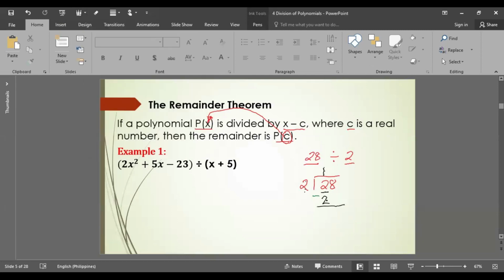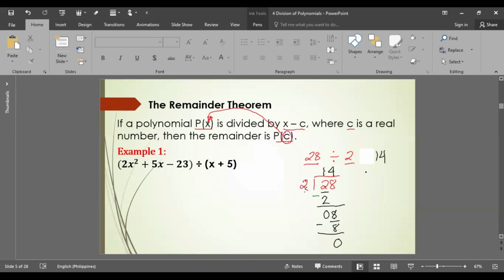Then the operation here is subtraction. So we have to subtract these two values. 2 minus 2, we get 0, right? And if that is the case, we bring down the next digit, which is 8. So we put here 8. Then what's next? We divide this value by the divisor, which is 2. So 8 divided by 2 is 4. So we write 4 here. Then we multiply this value by the divisor, which is 2. We get 8. Then perform subtraction again. We get 0. Therefore, 28 divided by 2 is 14.